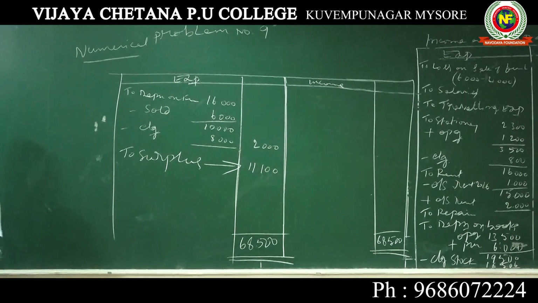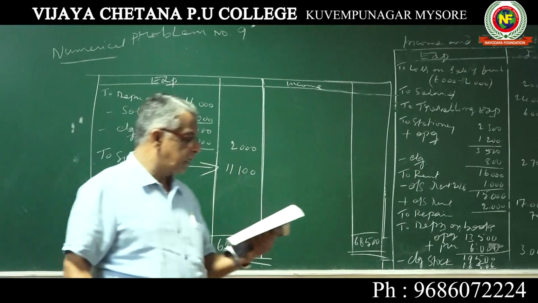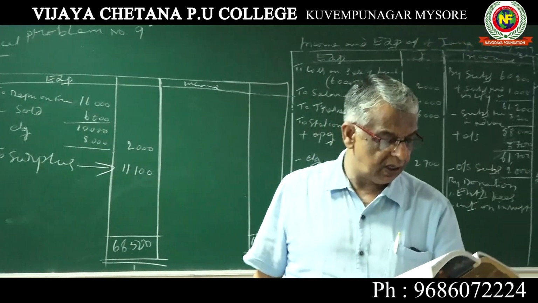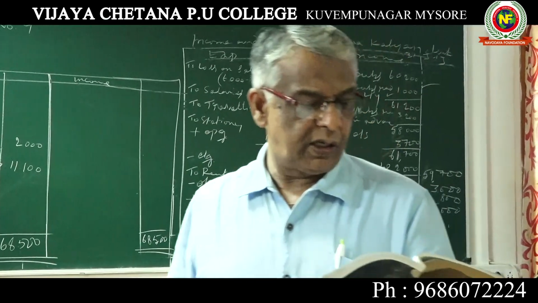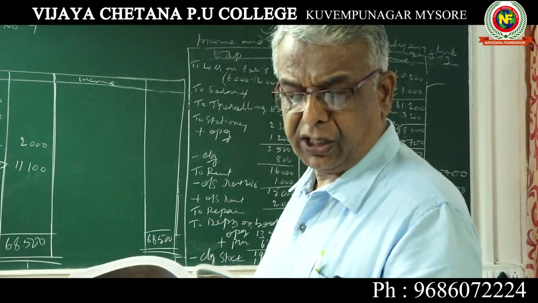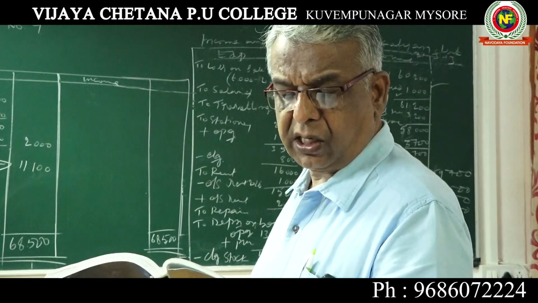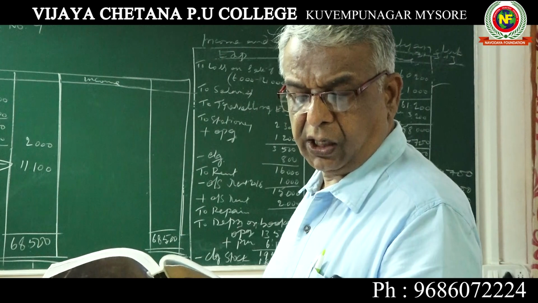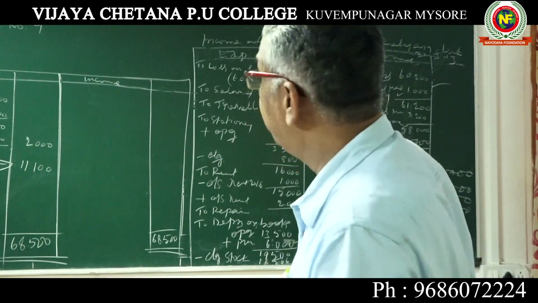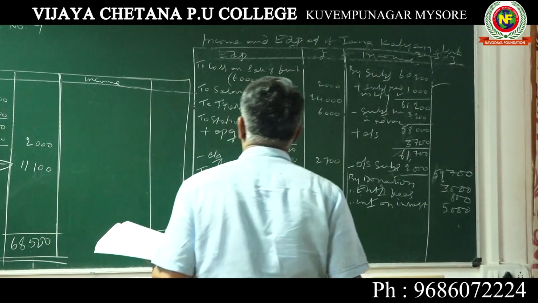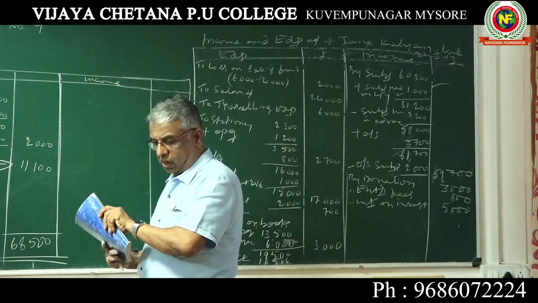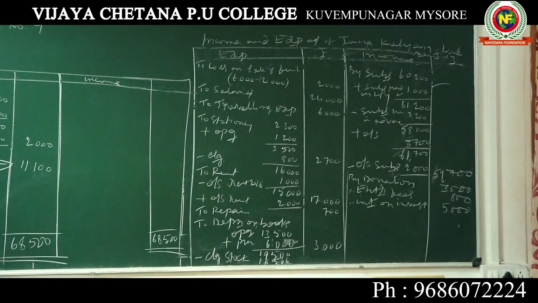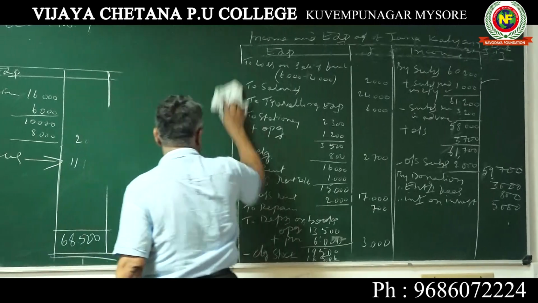As you know, opening capital we have already ascertained, that comes to 1,37,000, students, and then we have already prepared the income and expenditure account. In that income and expenditure account we got a surplus of rupees 11,100. And finally I am going to work out the balance sheet. Let us see, you take quickly the balance sheet.